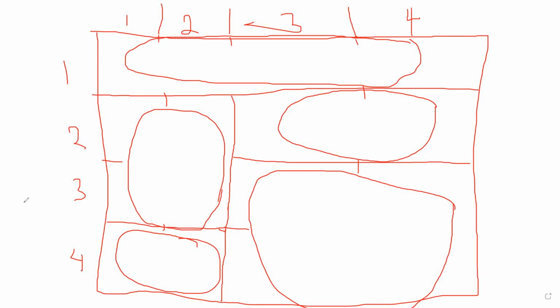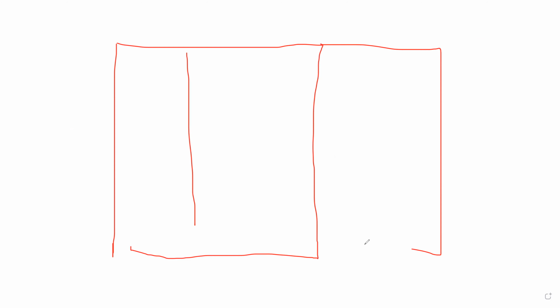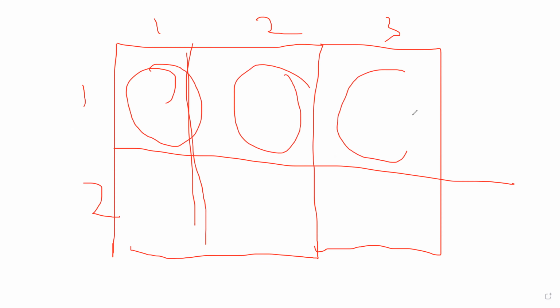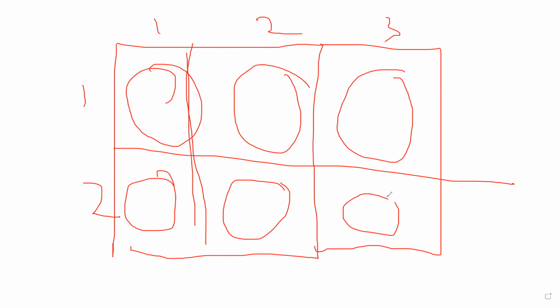So what am I trying to say? Every intersection of columns and rows is a cell. Let's say this is three columns and two rows. One, two, three columns and one, two rows. So this is a cell. This is a cell. This is a cell. This is a cell. This is a cell, and this is a cell.